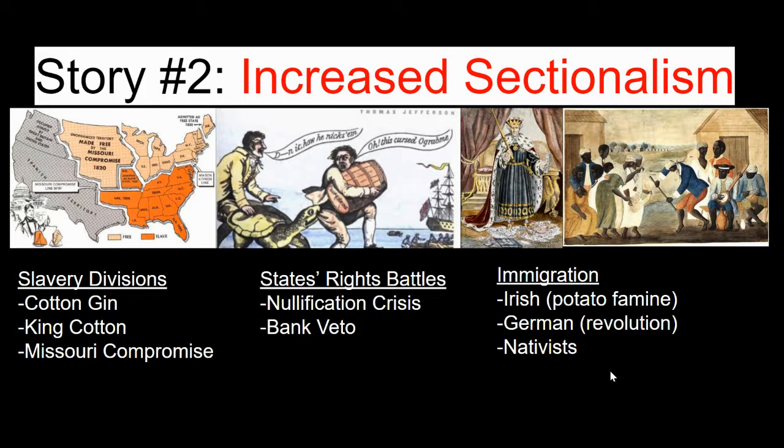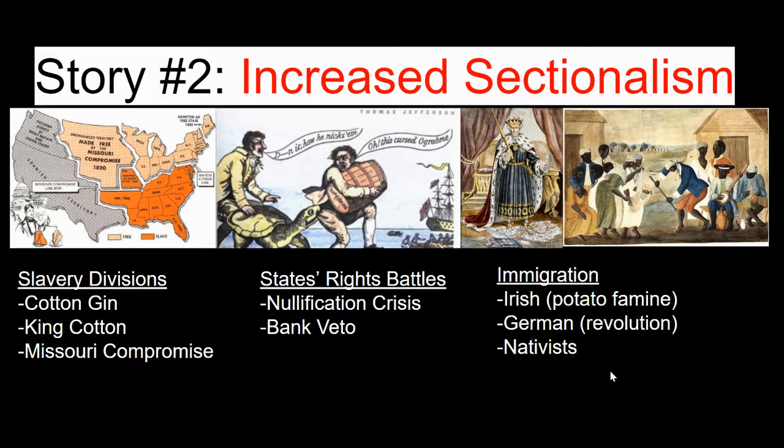So we do have immigration at this time. How does that lead to sectionalism? A lot of immigrants move to northern cities. The Germans actually move to the west and become farmers, and they become the wage laborers that the South plays off against the slaves. It also splits the country because a lot of people start to dislike the number of immigrants coming into the country, and this is called nativism.